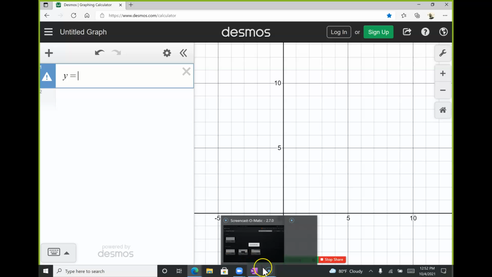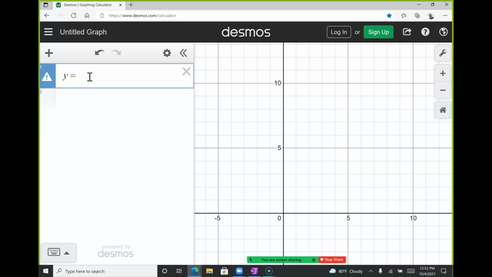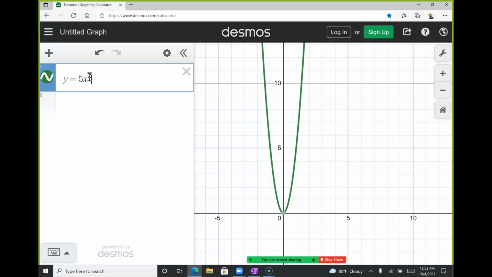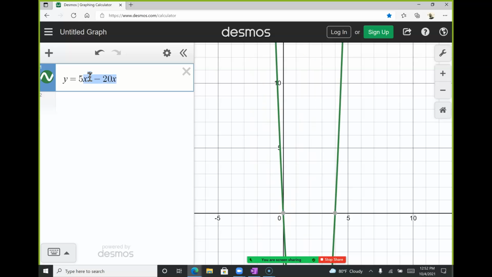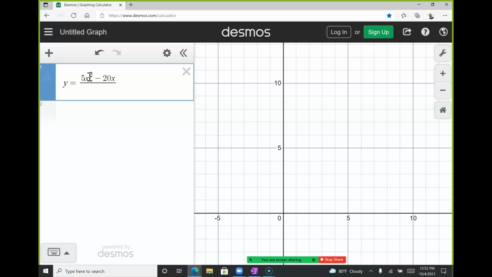Someone had the standard form for me here. Is it 5x squared? Yeah, it was 5x squared, minus 20x, all over, and if you see, I don't have to do the parenthesis on Desmos, all over 2x squared minus 5x minus 3.